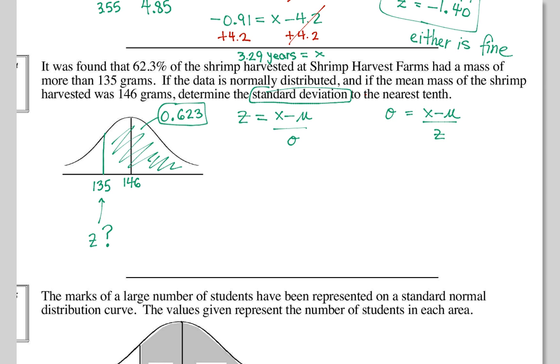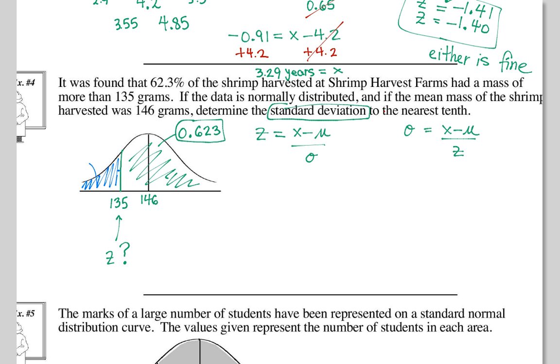So then in my blue pen, what's this? Yeah, 1 minus 0.623. You got 0.377? Try to find this on the chart now. And you might not find it, but you got to find one close.